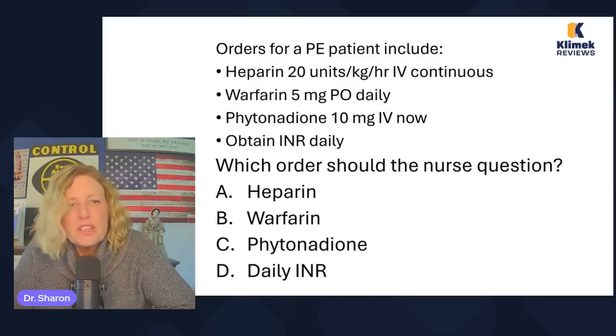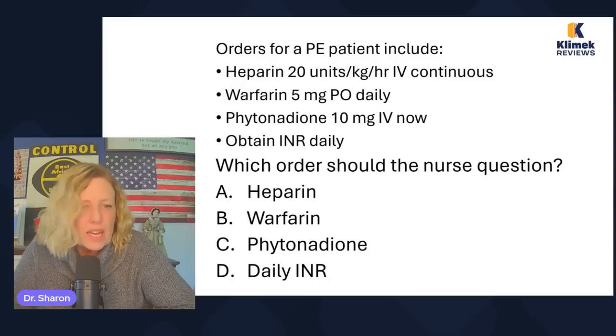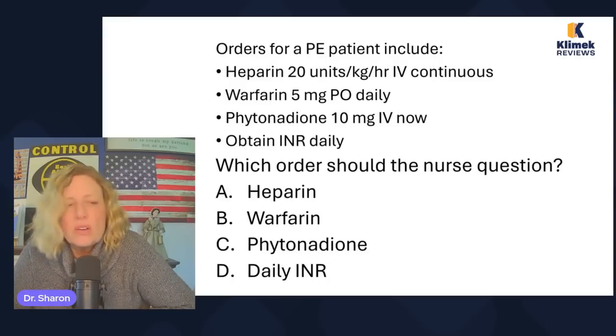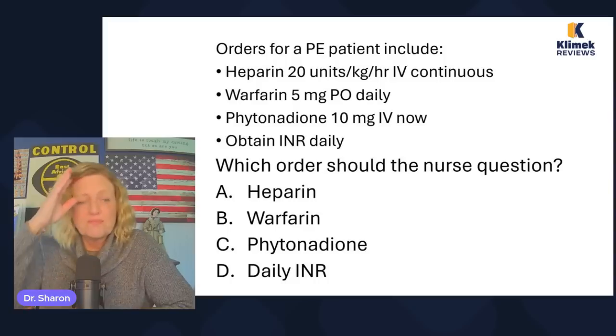Orders for PE patients include heparin, 20 units per kg per hour IV continuous, warfarin, 5 milligrams PO daily, phytonadione, 10 milligrams IV now, obtain INR daily. Which order should the nurse question? The heparin, the warfarin, the phytonadione, or the daily INR? Well, even if you don't know what phytonadione is, you know the heparin's fine, the warfarin's fine, and the INR daily is fine because you know all those things are fine.